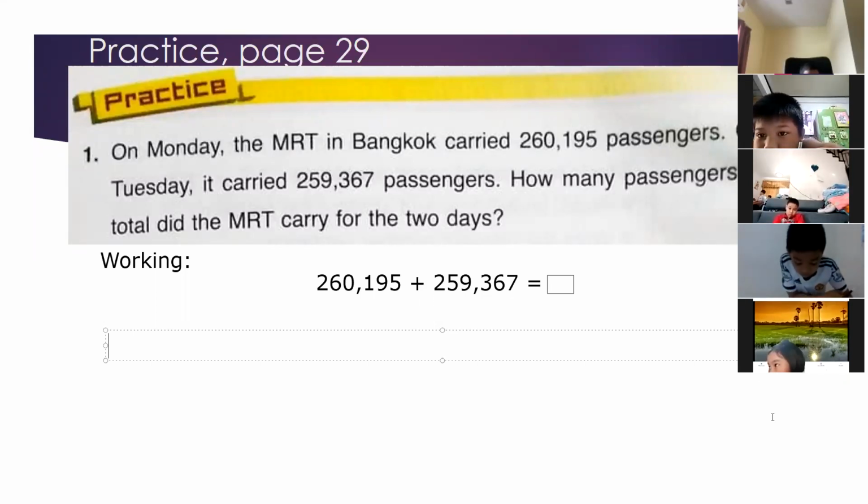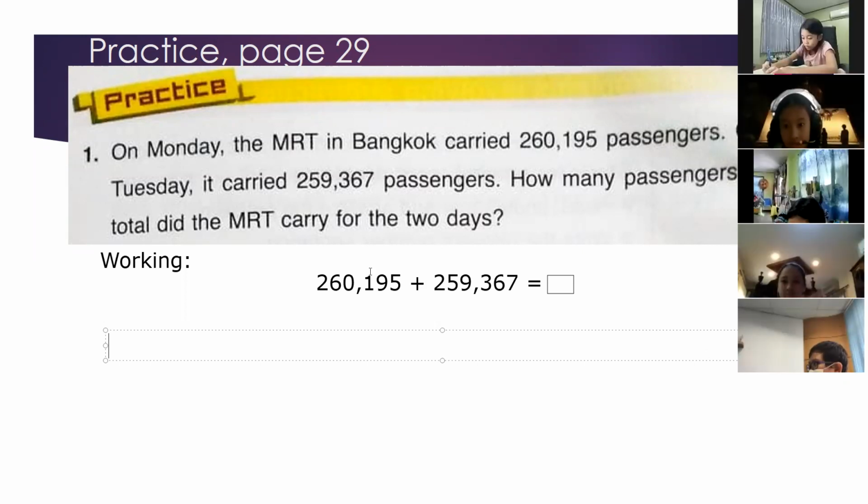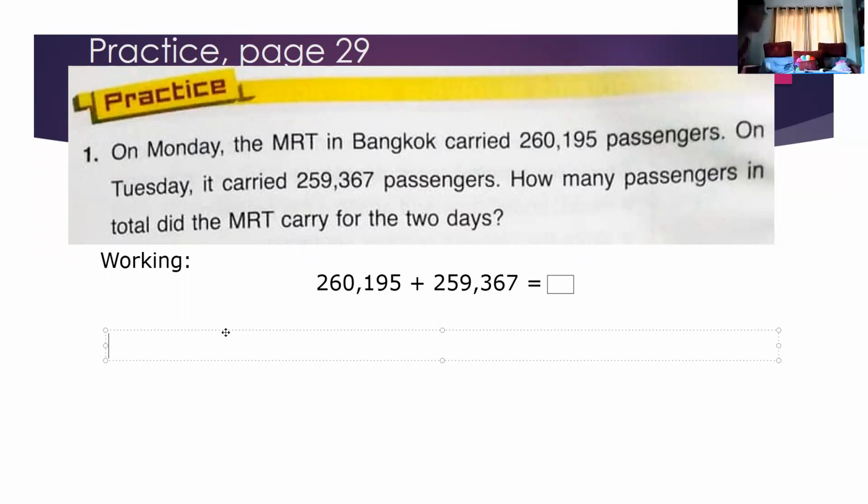Baibon, do you want to help? Yes, I want to help. But wait, I'll get my book first. Oh, I told you from the very beginning, you need to prepare. That's it. Okay, so what should be our first sentence describing 260,195?